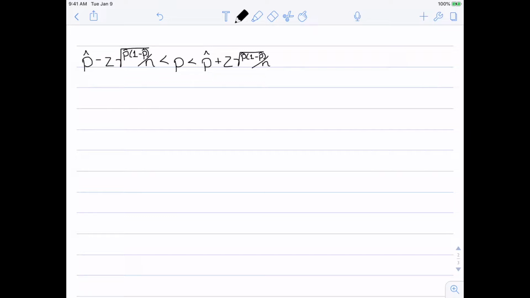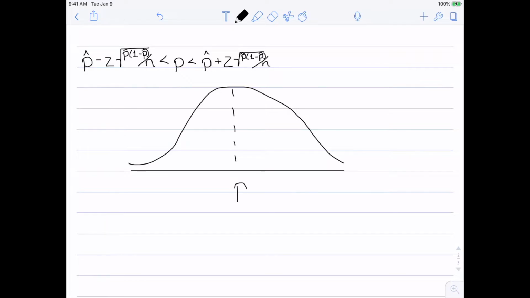Here's the basic formula for finding the confidence intervals for proportions. P hat is our sample proportion and N is our sample size. And just like with confidence intervals for the mean, the Z value comes from our confidence level and how confident we want to be. We're essentially using a normal approximation, so we still do have the normal distribution. We're letting the center be P hat.